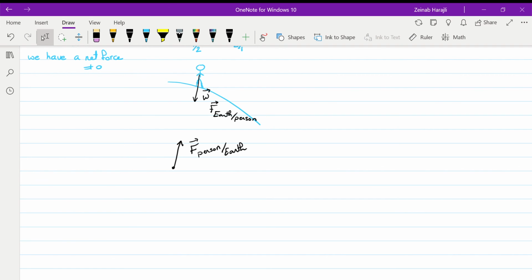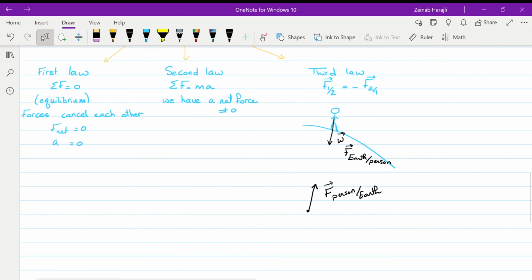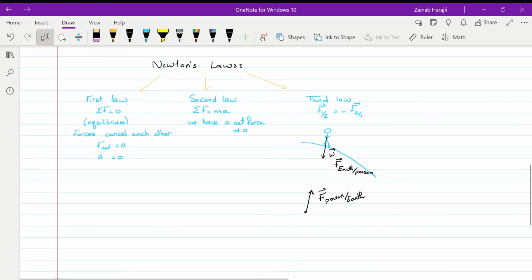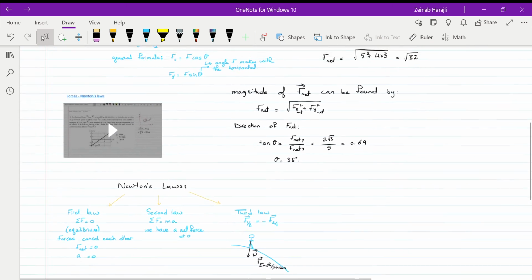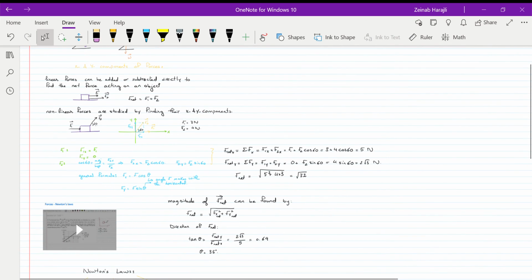Earth, however, doesn't move because its mass is much bigger, so there will be no acceleration due to this force, while the person has a much smaller mass, so exerting the weight force on him is going to cause him to fall, for example, if he is not on the surface of Earth. So basically, this is a summary of forces, basics, drawing free body diagrams, finding x and y components, and then using these components to find the net force.